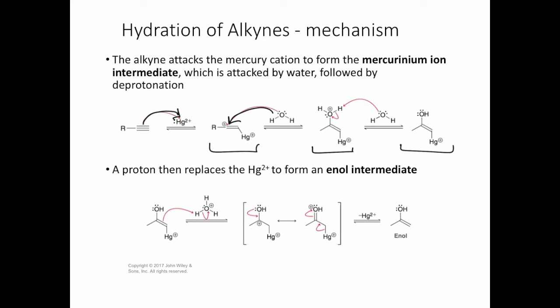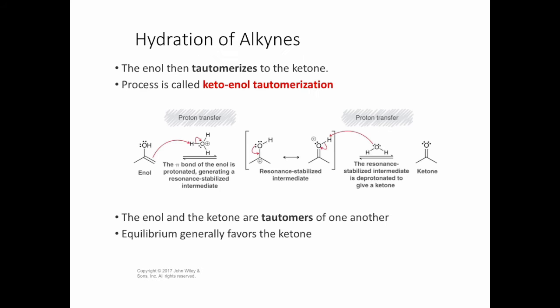Then a proton is going to replace the mercuric atom. So the pi bond attacks the H of H3O plus to form another carbocation, which is stabilized through this resonance. And then the mercury leaves as mercury 2 plus to deliver this enol. And this is called an enol, en for the carbon-carbon double bond and OH for the alcohol. The enol then tautomerizes to the ketone through a process called keto-enol tautomerization.